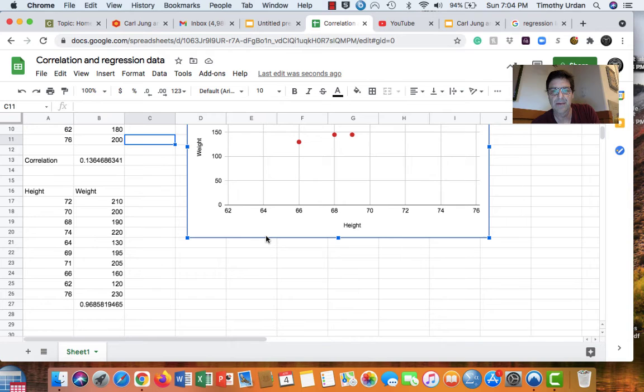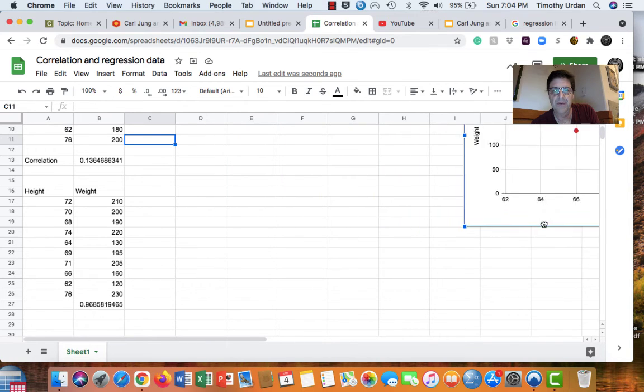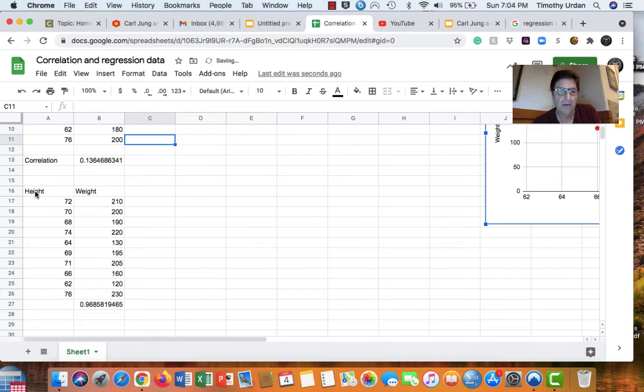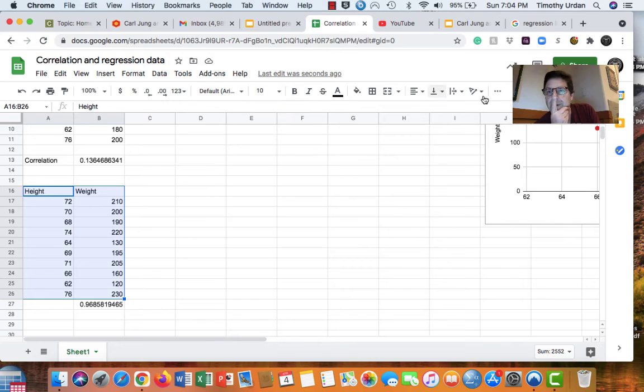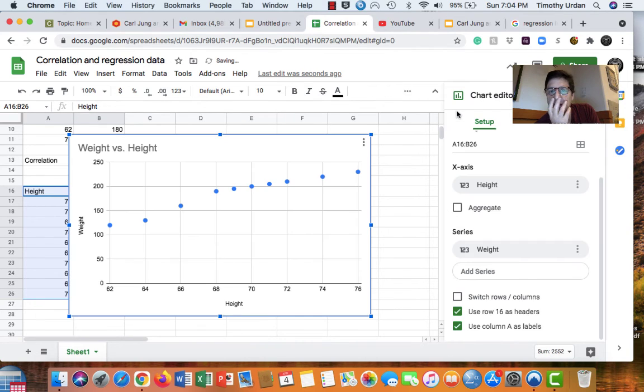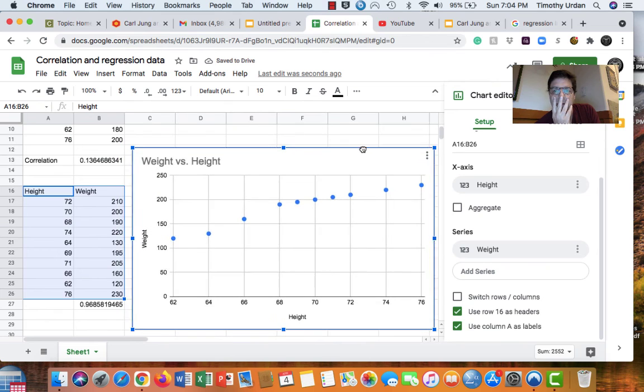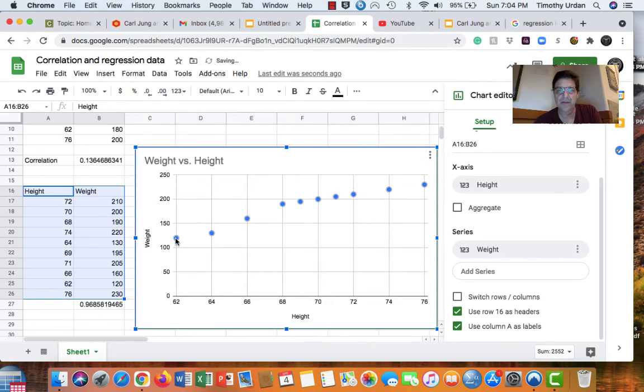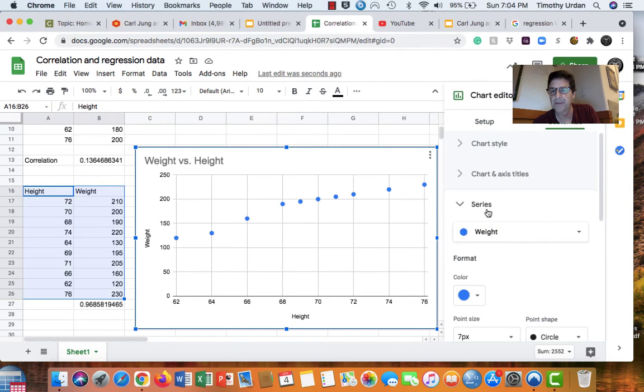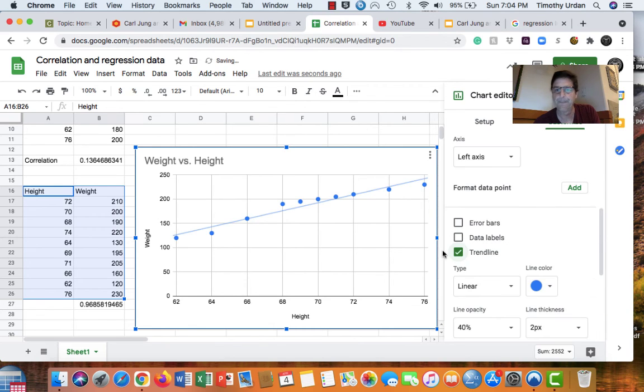Now, let's look at a different data set. Here's another data set. Move this over here. With height and weight still, 10 cases. And if we put this in a scatter plot, you can see that the trend line has a more upward slope. See how that goes? And if we add the regression line here, you see a steady upward increase.